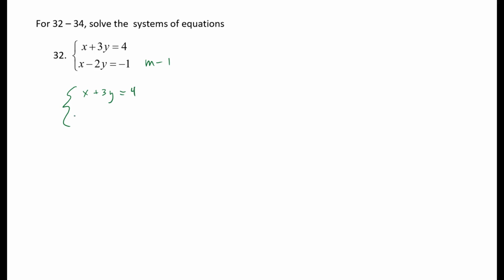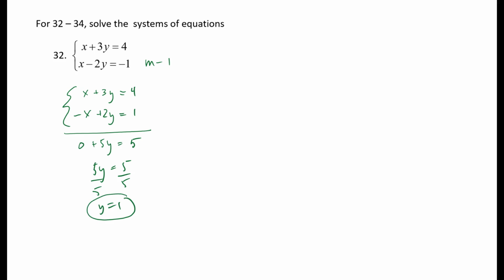So if I multiply the whole equation by -1, I get negative x now instead of x. Positive 2y equals 1. Now I'm in a position to go ahead and add these equations together to make that x eliminate. So x minus x is going to be 0. 3y plus 2y is 5y. 4 plus 1 is 5. And then I get 5y equals 5. Divide both sides by 5 to get y equals 1.